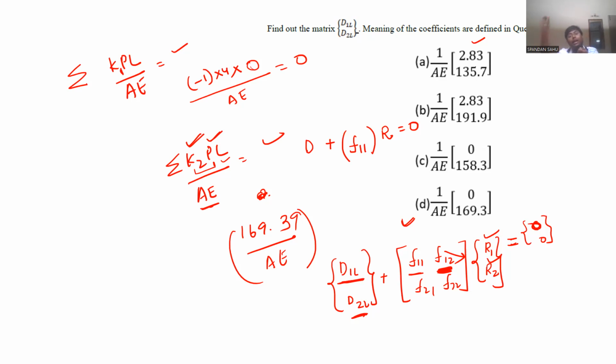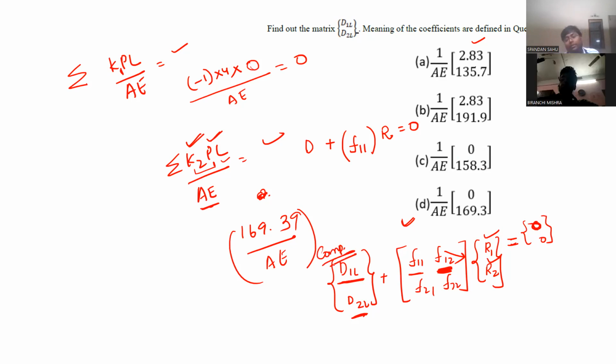For the second case, relative displacement won't be there because the member is rigid, so the second compatibility will also be 0, and in this way, this is the compatibility you need to satisfy.